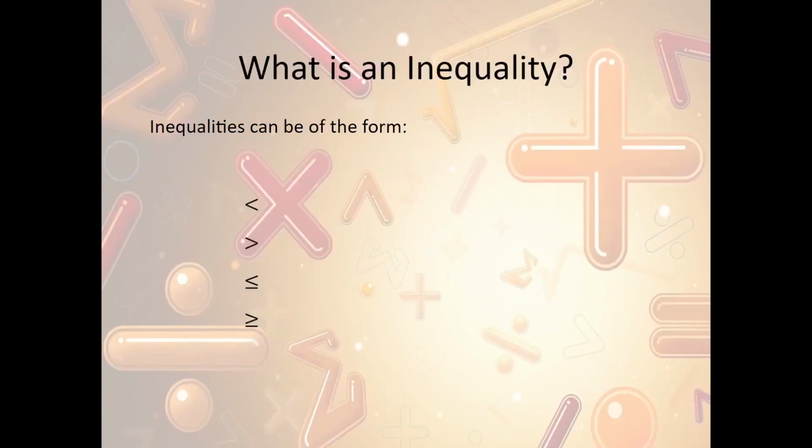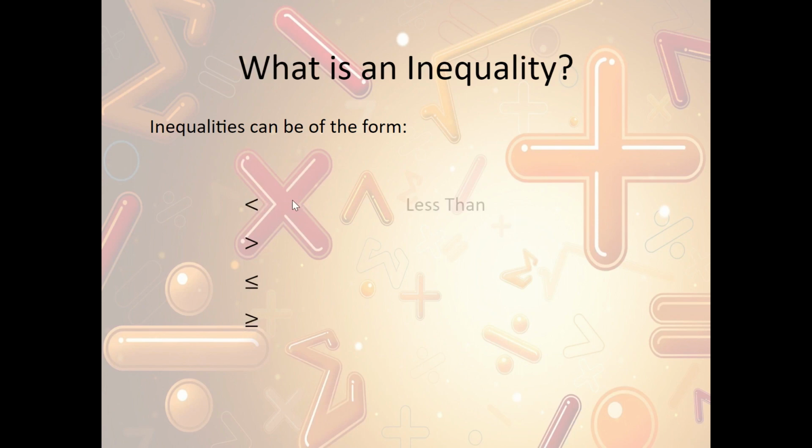Now, what is an inequality? An inequality can be of any of these forms. This symbol, this one here. So this one looks like an arrow going this direction, an arrow going this direction. And then we have the arrows with the little bars underneath. And what do these mean?